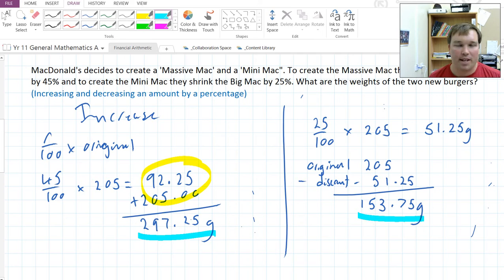So, increasing it by 45%, we get that amount. Decreasing it, we get this amount. In each case, we find the percentage, then add it on or take it away, depending on what the question asks us to do.